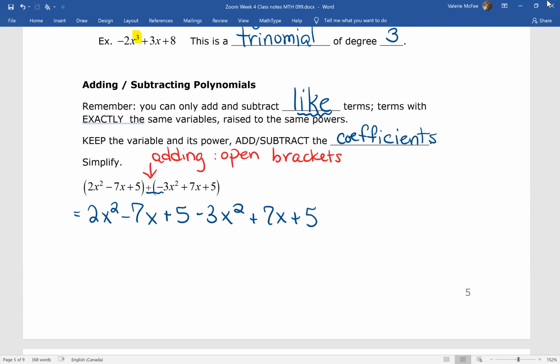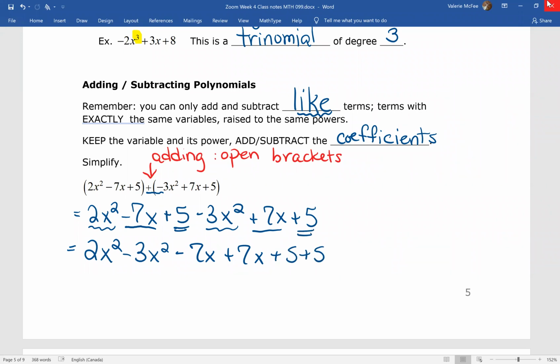Now remember, when you're adding and subtracting, we're only adding and subtracting like terms. We could rewrite this so that our like terms are next to each other. This isn't necessary, but it might make it easier to look at. So I notice I have 2x squared minus 3x squared. And then I have minus 7x plus 7x. And finally, plus 5 plus 5. So now my like terms are beside each other.